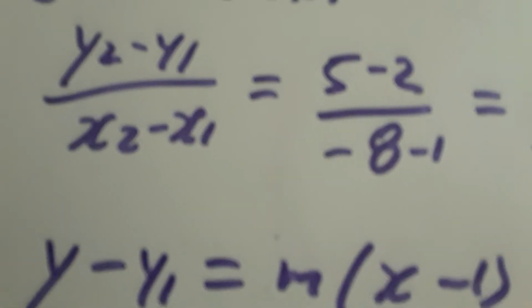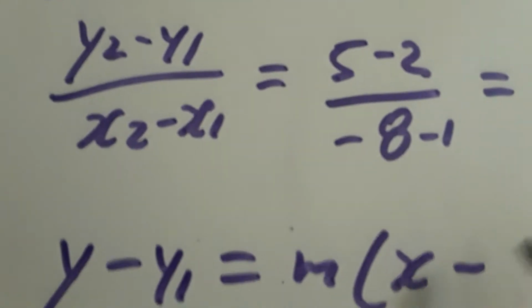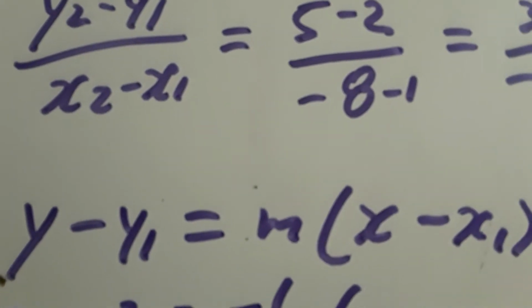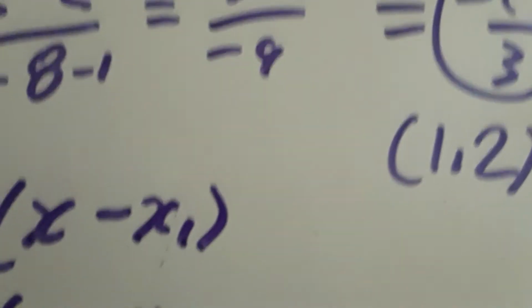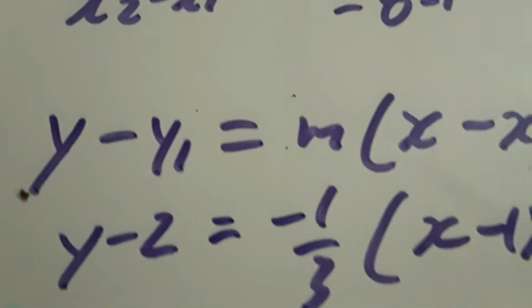And then the slope form is x minus x1. I was jumping ahead there because in this case our x value is 1. Okay, so the x1 is replaced with 1, and the y1 is replaced with 2.